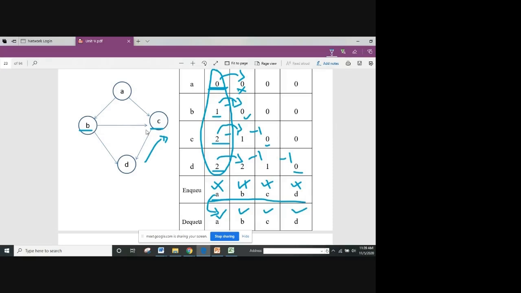So in that case, after we have enqueued and dequeued B, B only has one neighbor, D. So only D will be subtracted. So for C and D, in step 3, both will have 1 left.